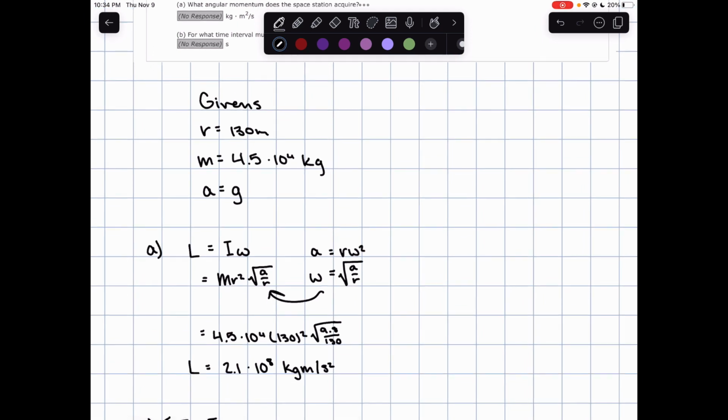From there, we plug in the mass, we plug in the radius and square it, we plug in 9.8 for acceleration, and we plug in the radius once again. Now, why 9.8 for acceleration? Well, remember, a is equal to g, and g is 9.8, so that means a must be 9.8 as well. Overall, we get an angular momentum of 2.1 times 10 to the 8th kilogram meters squared per second. So, that was the first half of our problem.